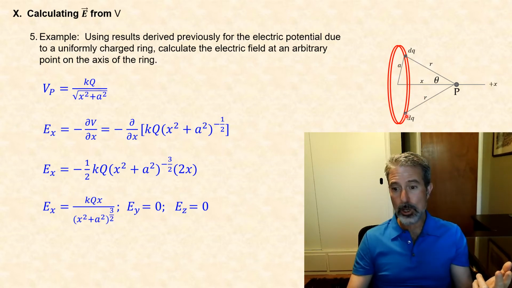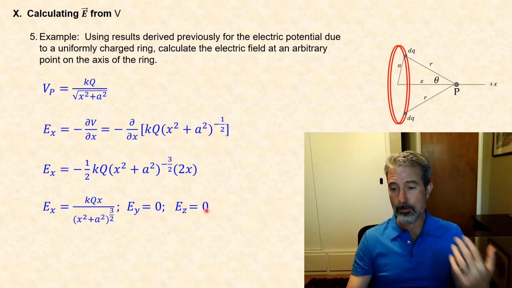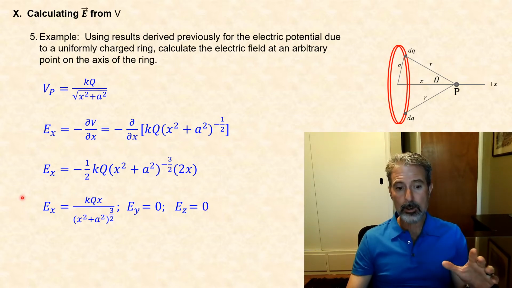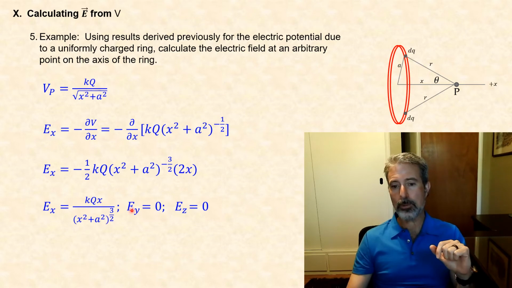Notice that when we differentiate with respect to y, there is no y coordinate, so the derivative is 0, and the same applies for the z coordinate as well. So here we have it: the x component of the electric field, the only component of the electric field, matches what we derived previously. So this approach works, right?